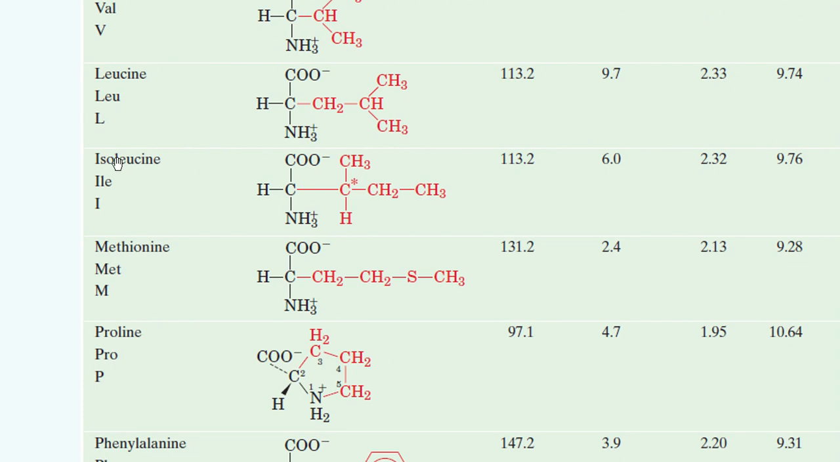The next one is isoleucine. Isoleucine is an isomer of leucine. Isoleucine also contains 4 carbons as its side chain, 1, 2, 3, and 4. So it is an isomer of leucine. If you switch the place of this methyl group and place it on this carbon, leucine will become isoleucine.